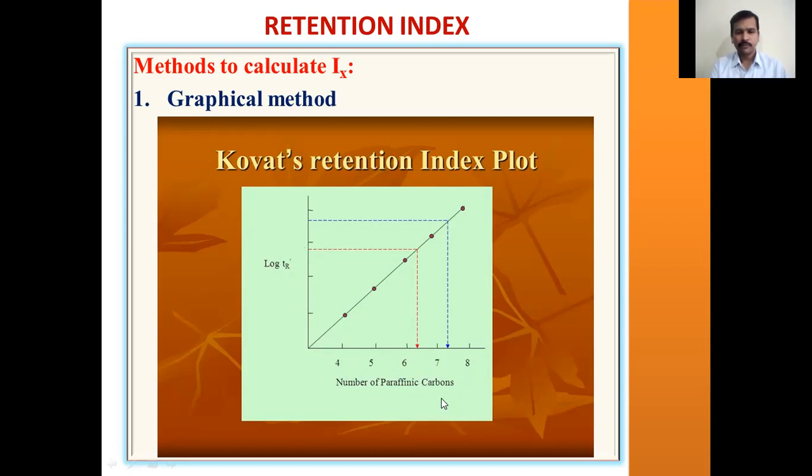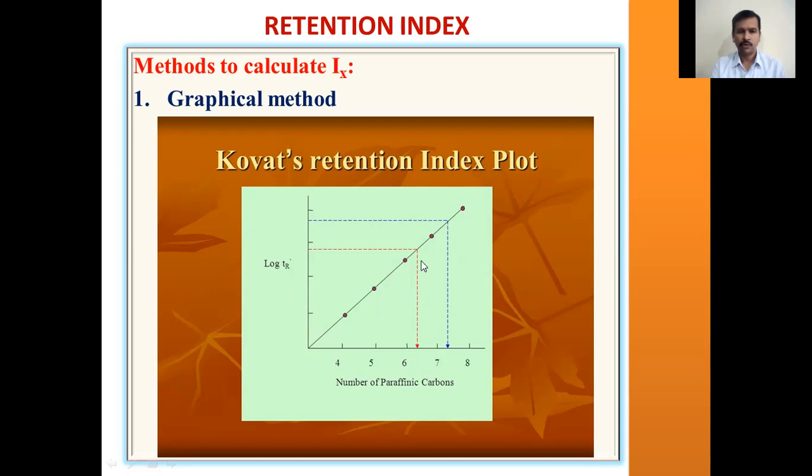Then, knowing the number of carbon atoms in all those paraffinic compounds, plot the graph of the number of paraffinic carbons and the log of TR dash, the log of adjusted retention time. If you plot a graph, you will get a linear curve: number of paraffinic carbon atoms with respect to log of adjusted retention time. You will get a linear graph.